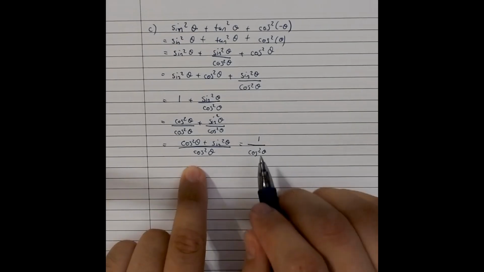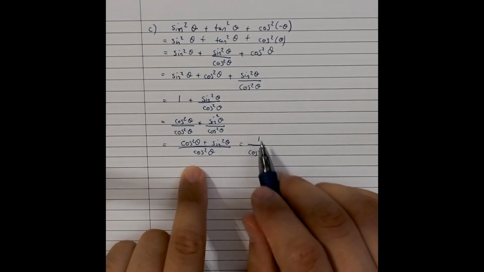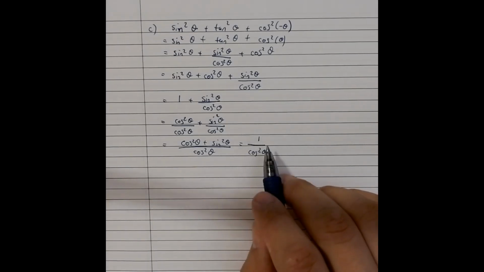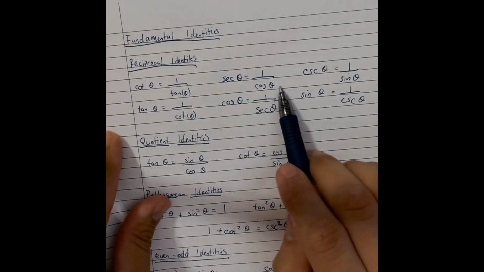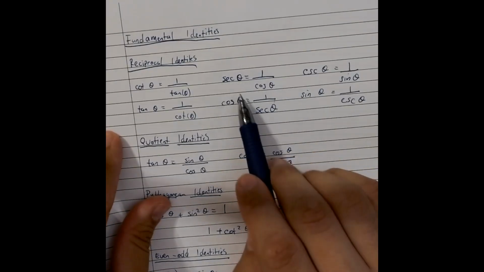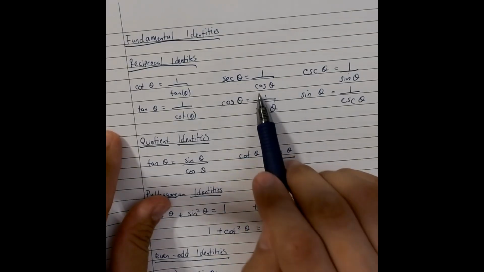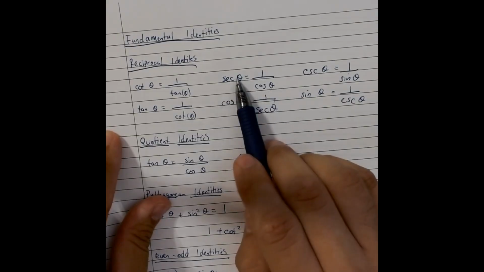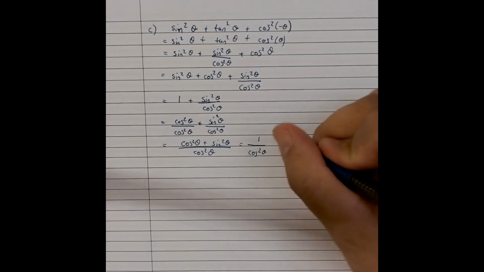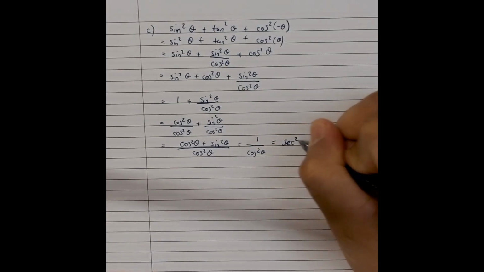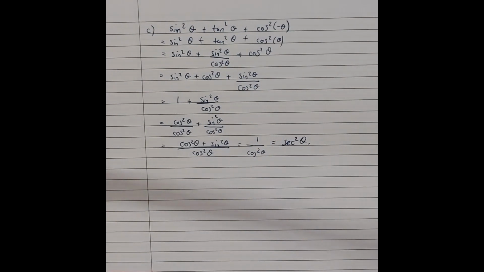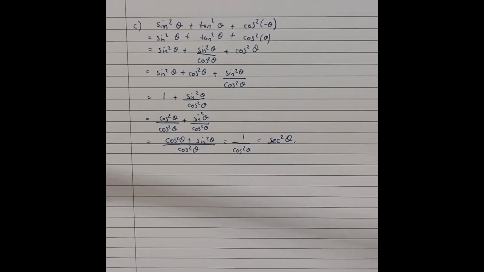And now, remember, we want to write things so that there's no quotient. So here, by a reciprocal identity, 1 over cosine of theta is secant of theta. So 1 over cosine squared of theta is secant squared of theta. And that's our result. Just like that.